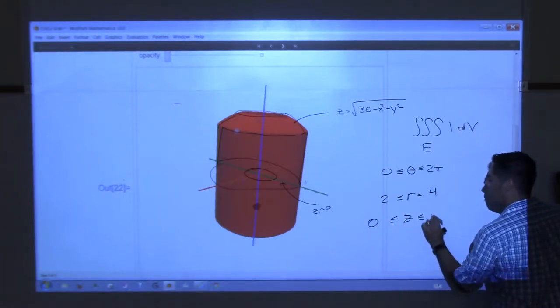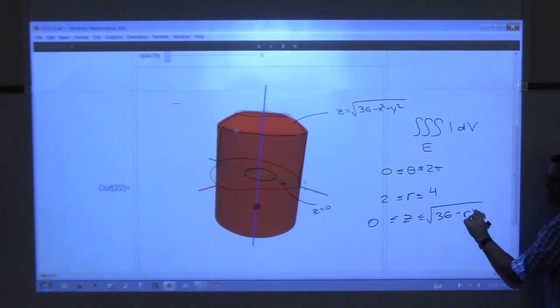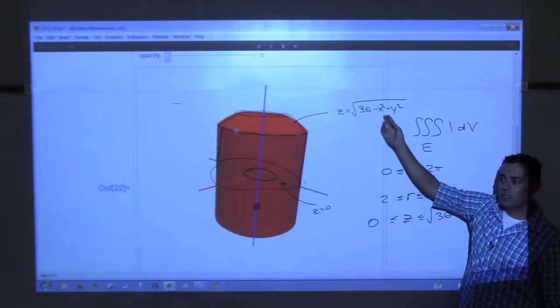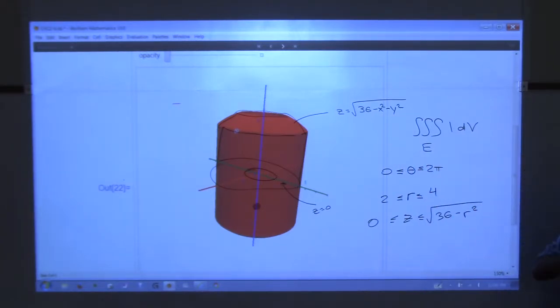0 and square root of 36 minus r squared. R squared. Y'all know where we got that, right? Factor out that negative, and you get x squared plus y squared, which is r squared. We did that in polar, so that makes it a lot easier to work with. With me on that? Okay.